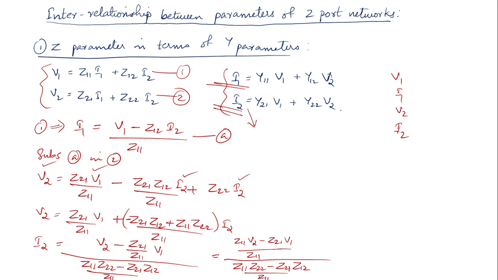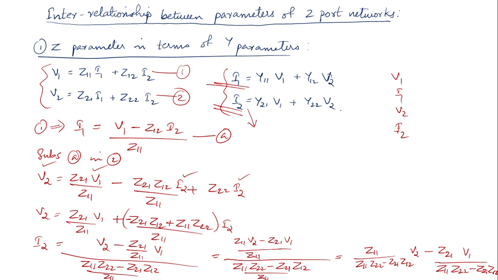Divided by Z11. This Z11 and Z11 get cancelled, and I will write it as Z11 divided by Z11 Z22 minus Z21 Z12 into V2 minus Z21 V1 divided by Z11 Z22 minus Z21 Z12.